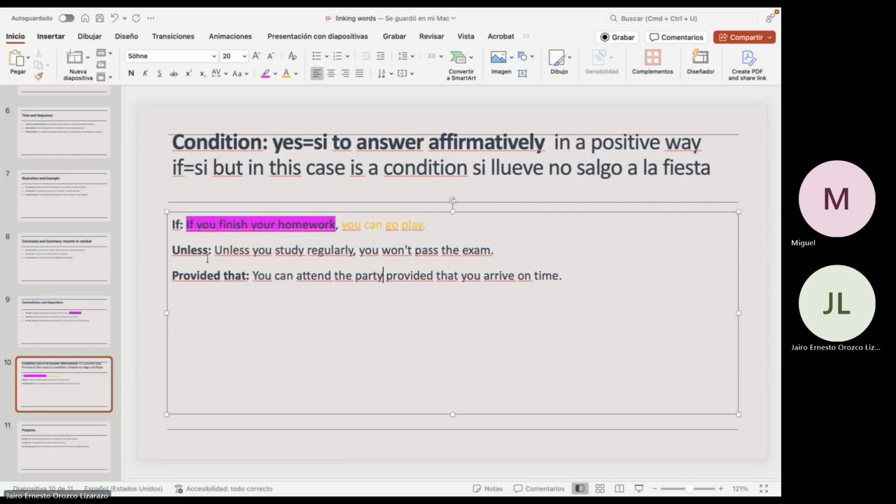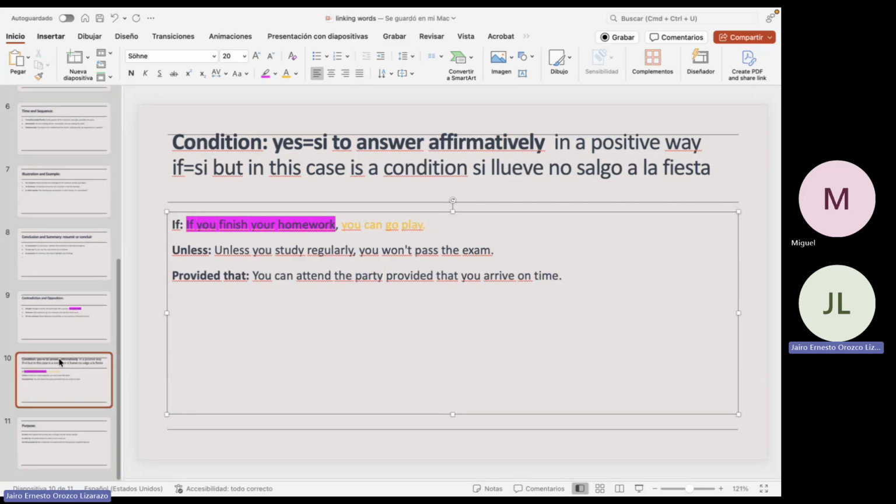Okay? Unless, a menos que in Spanish, unless you study regularly, you won't pass the exam. Provided that, siempre y cuando, provided that, siempre y cuando. That will be the closest Spanish comparison or equivalence. You can attend the party provided that you arrive on time.